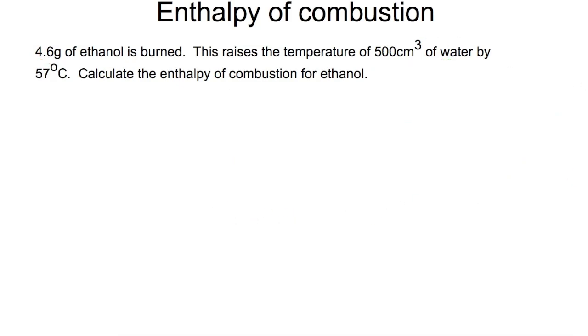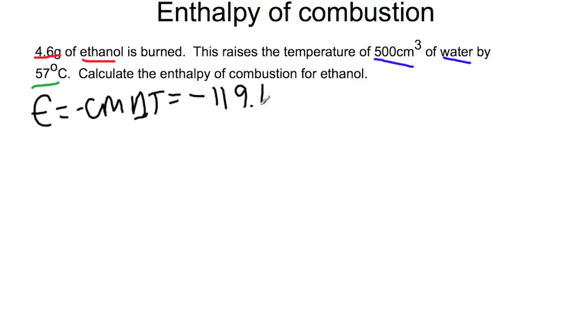There is a second way to calculate this, where we have 4.6 grams of ethanol, we have 500 centimetres cubed of water, and we're raising the temperature by 57 degrees. The first part of the calculation is exactly the same, where you have the E equals negative cm delta T, and that gives you the same value of 119.13 kilojoules.